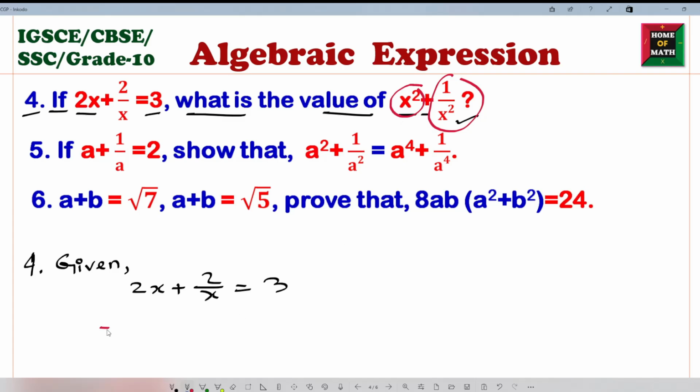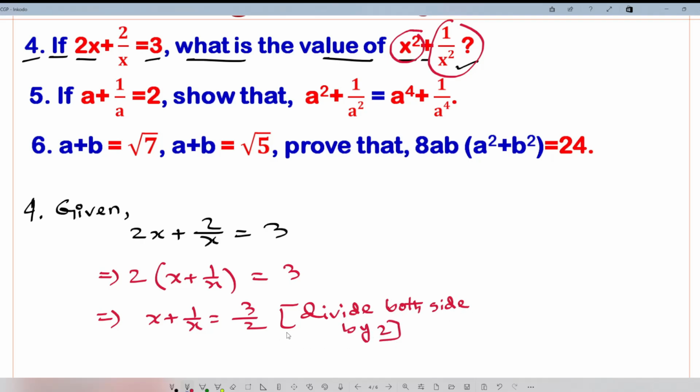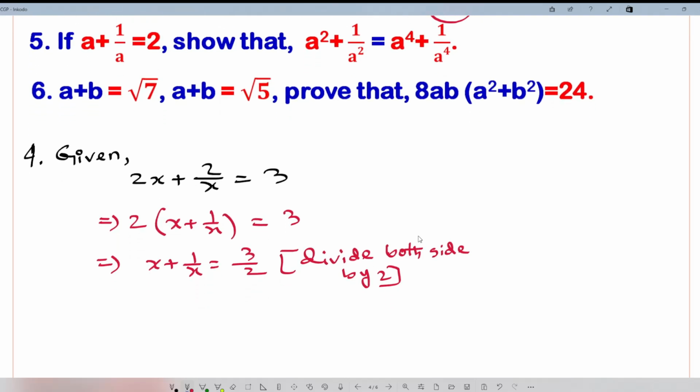Look, here x square and 1 by x square. That's why we can take common 2 here. So here is x plus 1 by x equals 3, right? And then once you divide both sides by 2, x plus 1 by x equals 3 by 2. We can write, divide both sides by 2. This side note is very important and it helps to make the solution very easily. Now look, we get x plus 1 by x equals 3 by 2.